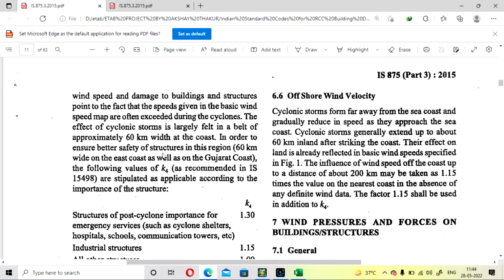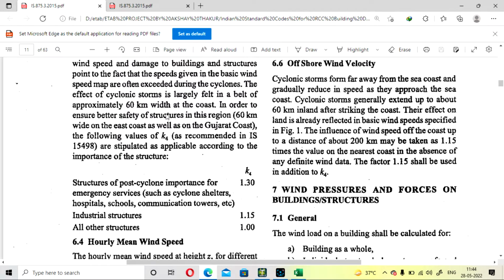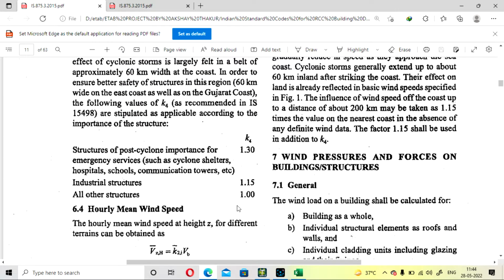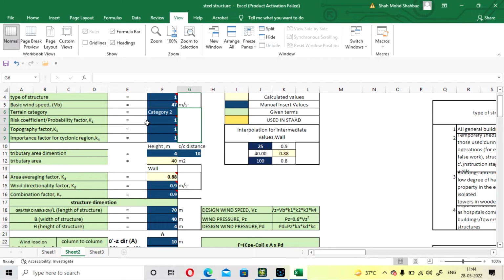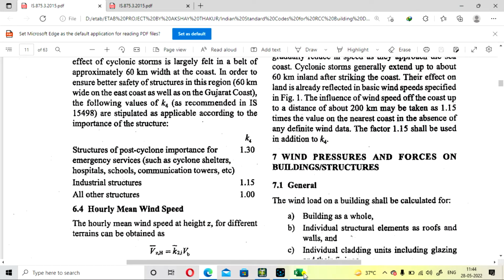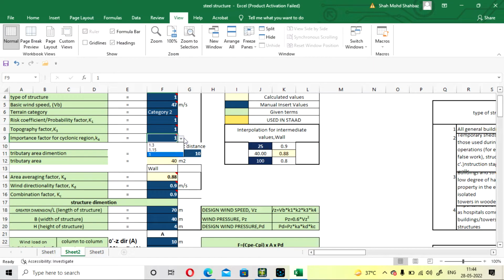So if our structure is in the belt of coast up to 60 kilometers away, we can go with 1.3 and 1.15 according to our structure. But our structure is safe, it is in the middle of our state, so it is more than 60 kilometers away from the coast, so we are going with the value 1. Okay, so here it is also 1. So three values will be there: 1.3, 1.15 and 1. I have mentioned all the values, so you can select accordingly.